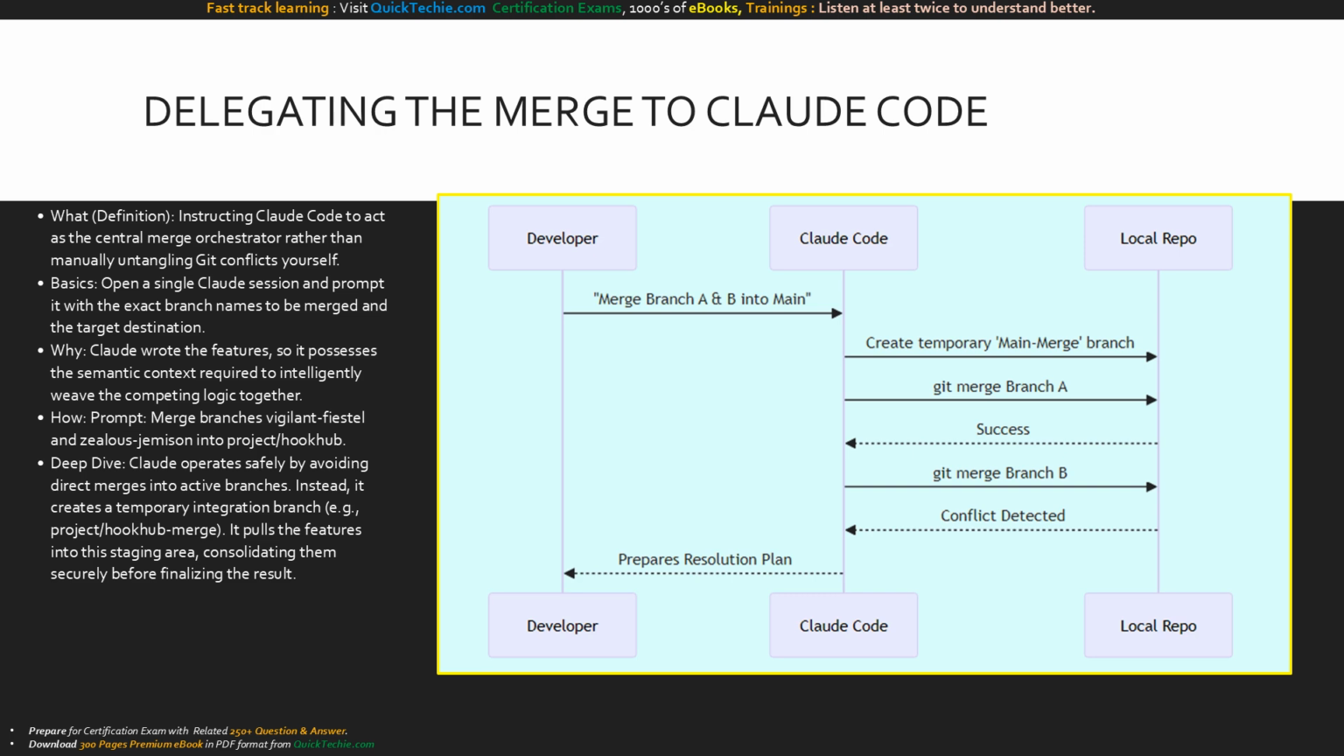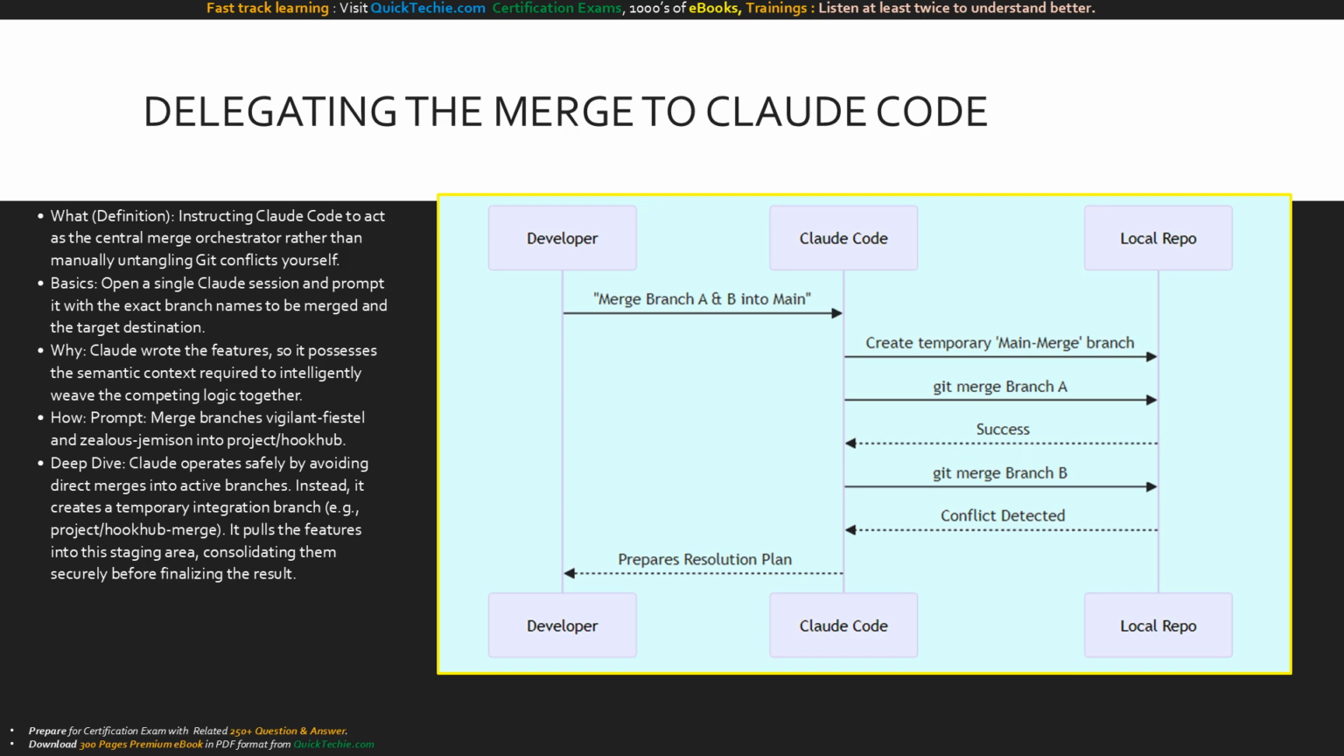Now for the deep dive. Claude is incredibly safe about this. It won't recklessly smash code into your main branch. It automatically creates a temporary integration branch, something like hook hub merge. This gives us a safe staging area to consolidate the work without risking our production baseline.